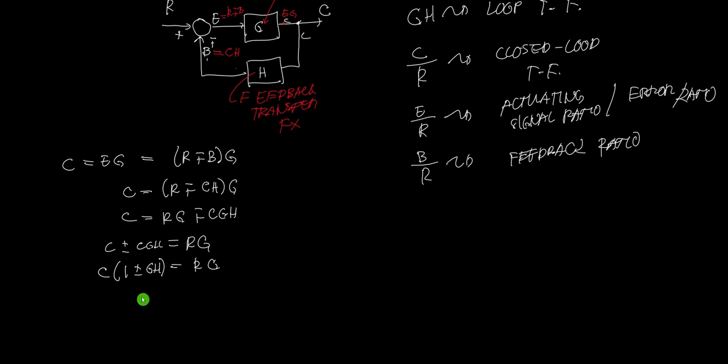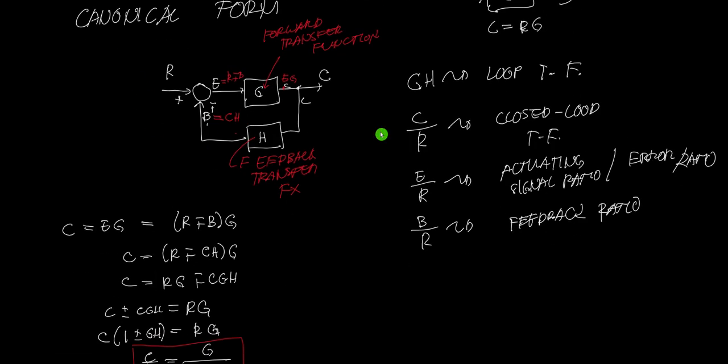This is R times G. So if I divide both sides by R, so C over R, and I also divide it by 1 plus or minus G H, this will be equal to, here we only have G, because I divide it by R, and here I need to divide also this one by 1 plus G times H. And this will be the formula. So you can remember this formula. This is the transfer function of the whole system in canonical form.